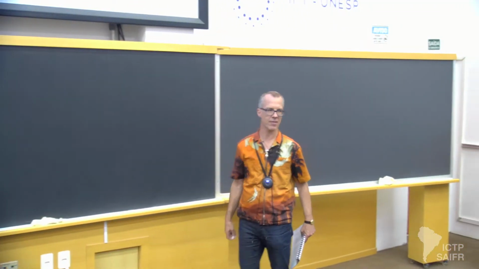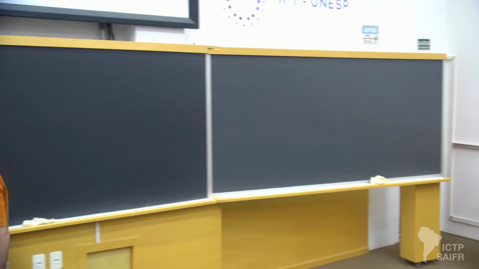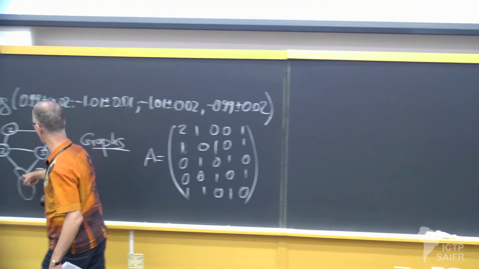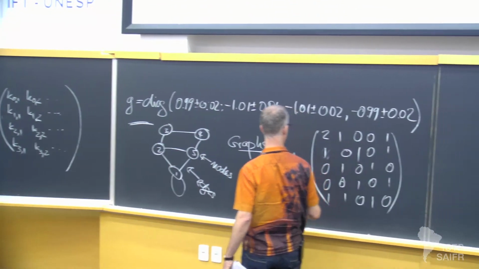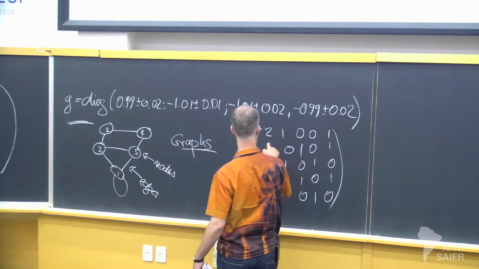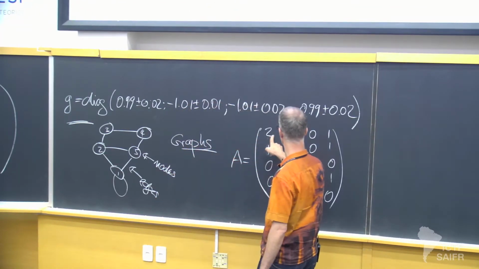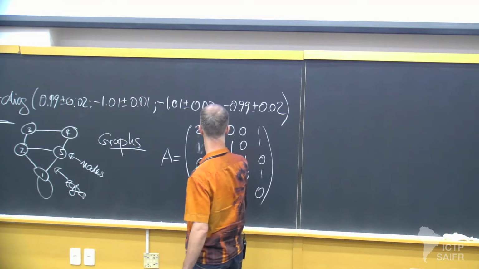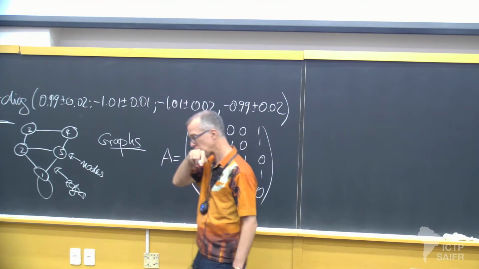Okay, so this is the adjacency matrix. It tells me, if I sit at 1, what my neighbors are. I have a self-connection to 1, and my neighbors to 1 are 2 and 5, for instance.